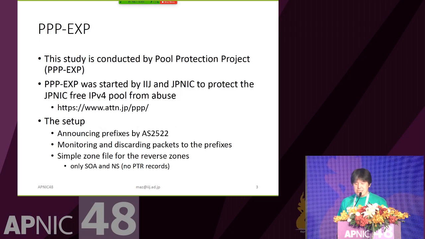So this study is conducted by the Pool Protection Project. This was started by IIJ and JPNIC to protect the free pool, the IPv4 pool, from abuse. So we decided to announce the free pool to protect the pool. But by announcing the prefix, we are receiving a lot of packets toward that network, right?